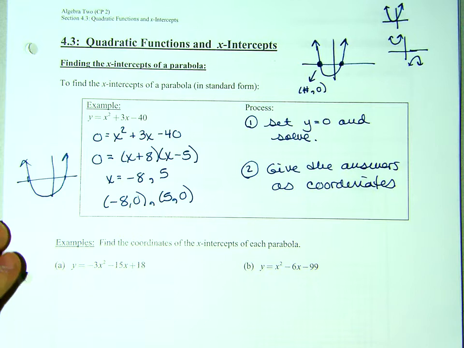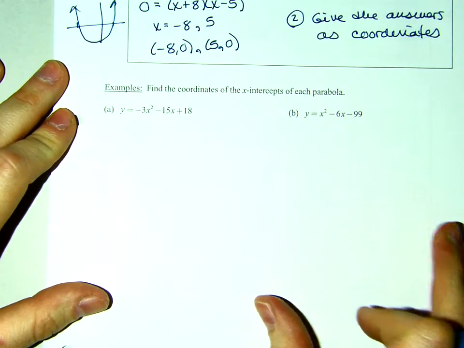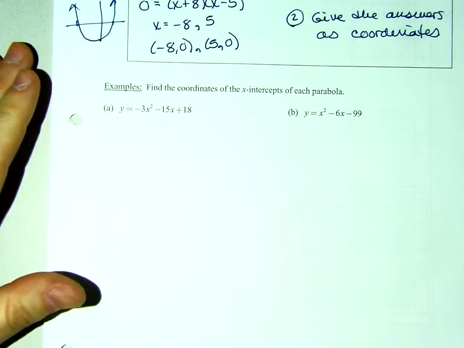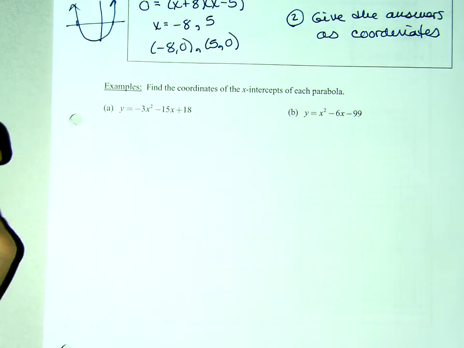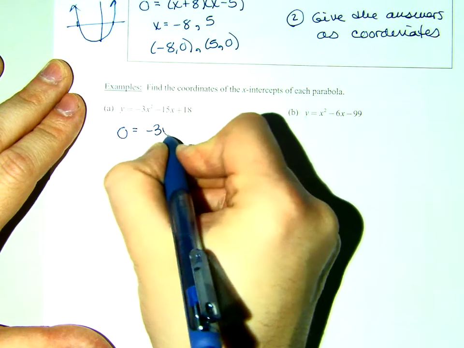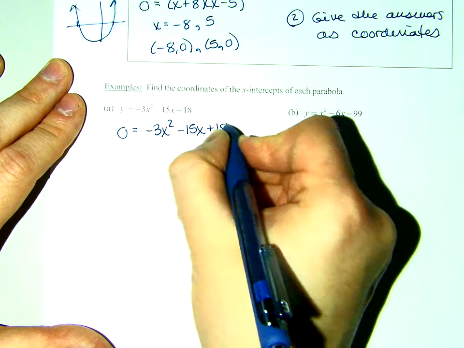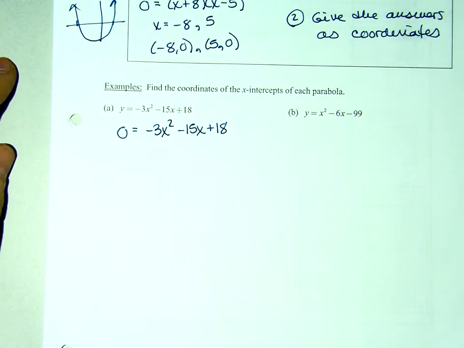Letter A. Let's take a look at y equals negative 3x squared minus 15x plus 18. And Molly, what's the first step in our process? Absolutely. Now, if we're going to try to factor this, what should you always do first when you factor? What should you always look for first, Laura?